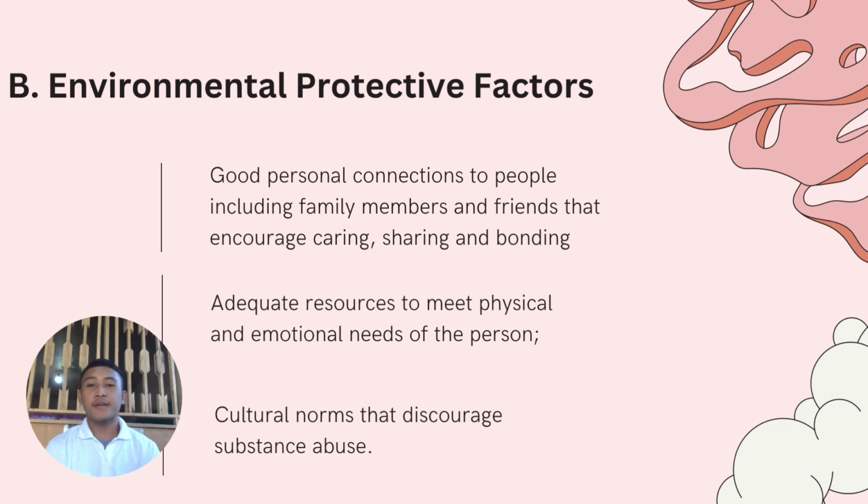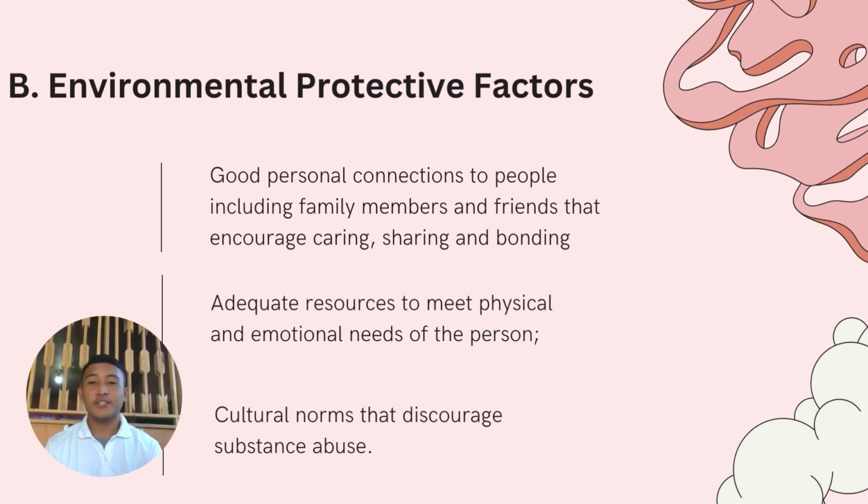Number two, adequate resources to meet the physical and emotional needs of the person. What do you mean by this? It is the ability to improve the functioning of one's body through healthy eating, good exercise, and habits of social well-being.